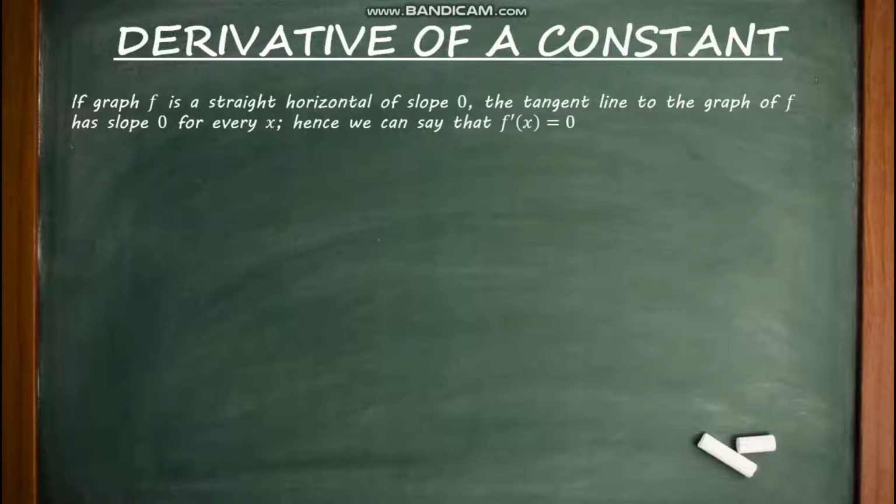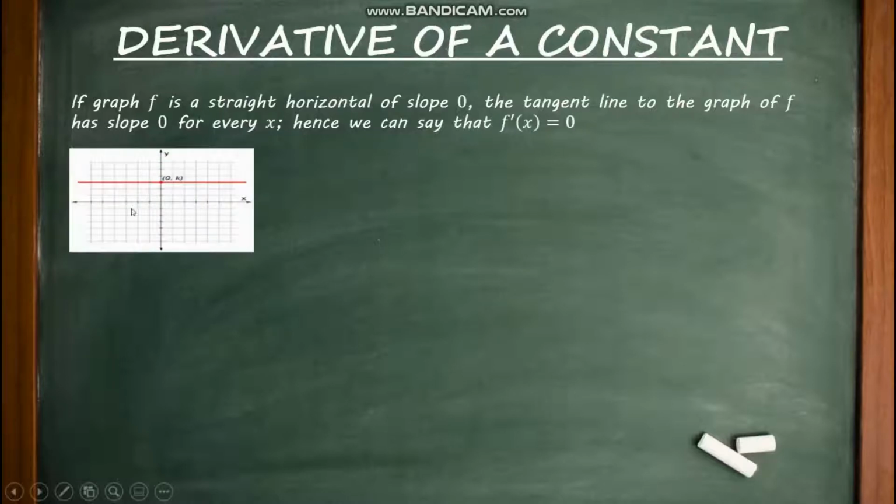If the graph of f is a straight horizontal line of slope 0, the tangent to the graph of f has slope 0 for every x. So we can see here, this is a straight horizontal line that touches at y equal to c, where c is a constant number, which means it can be any number.